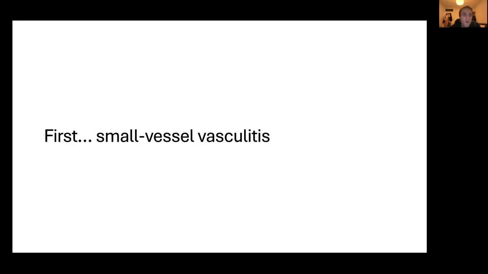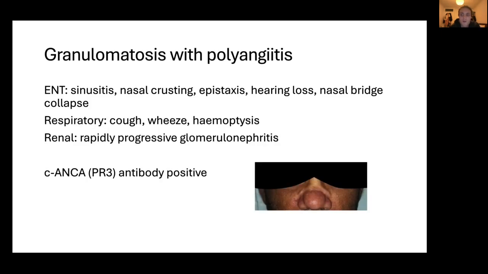So first we'll start with small vessel vasculitis. So starting with granulomatosis with polyangiitis. Now this is often simplified to just GPA. Granulomatosis with polyangiitis was previously known by a different name, named after someone else, Wegener's, but no longer because of that person's associations. And it classically presents with a triad of ENT symptoms, respiratory symptoms, and renal symptoms.